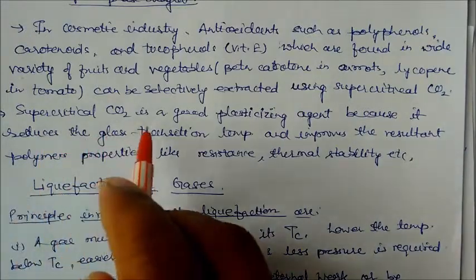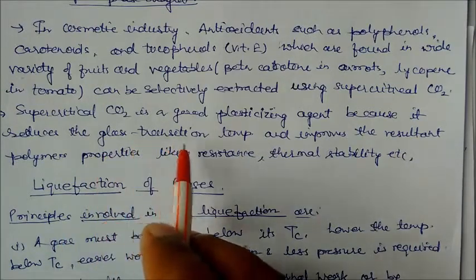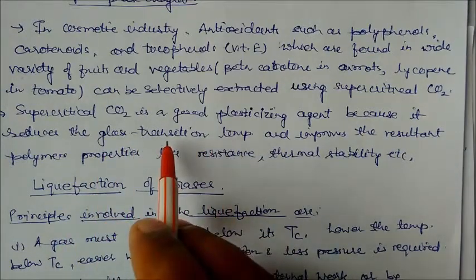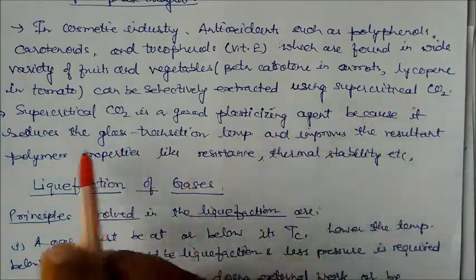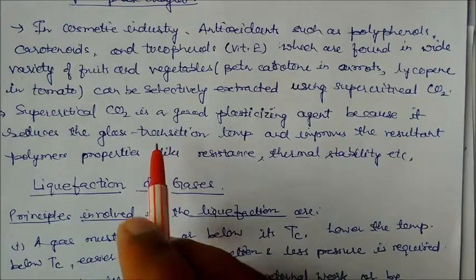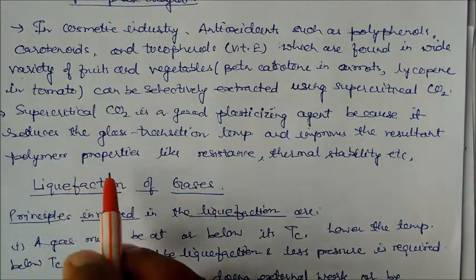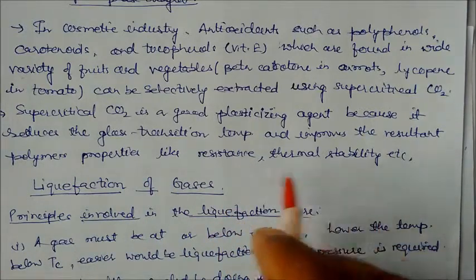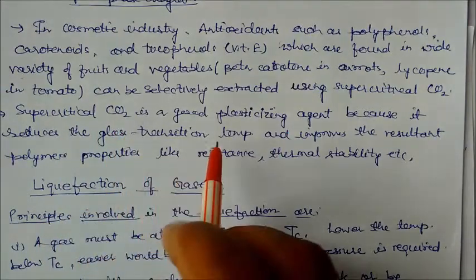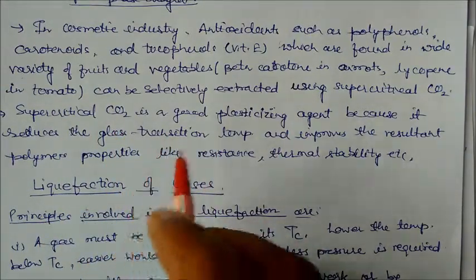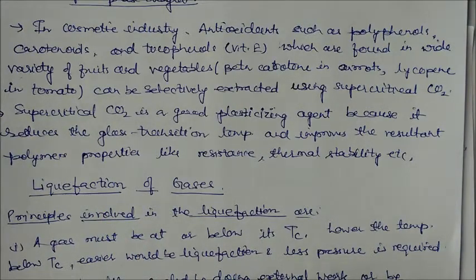Next, supercritical carbon dioxide is a good plasticizing agent because it can reduce the glass transition temperature. There is a transition temperature at which the glass is converting, so it reduces that transition temperature, and it also improves some properties of the polymers, like resistance and thermal stability. These are some of the uses of supercritical carbon dioxide I have given you. Besides, it has immense use, which is not in our course, but it has some important uses.